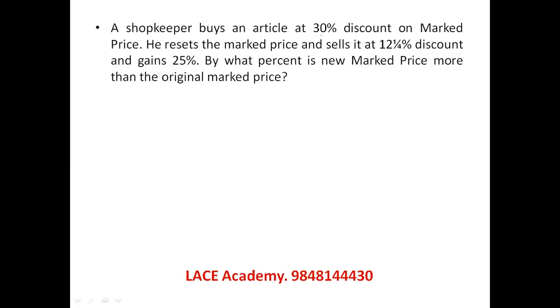The shopkeeper buys an article at 30% off the market price. So whatever market price was originally there, let us say M. So his cost price was 70% of M. And he reset it to new price P. On this P he is giving 12.25% or 12 1 by 4% discount. Or I can say 49 by 400 discount.